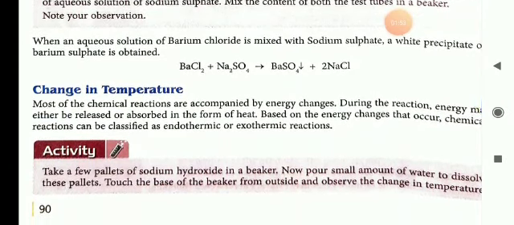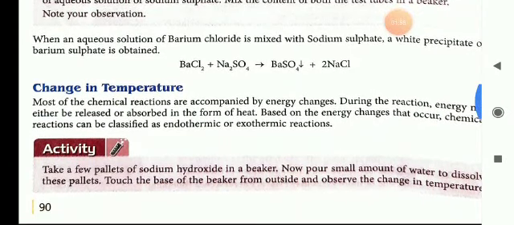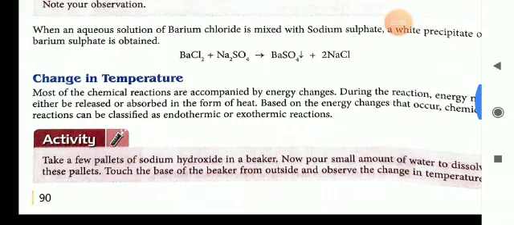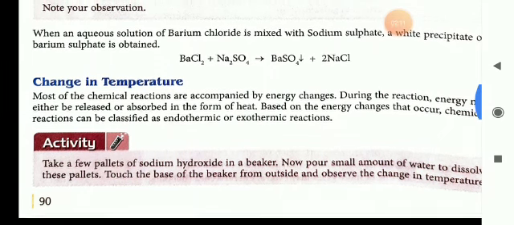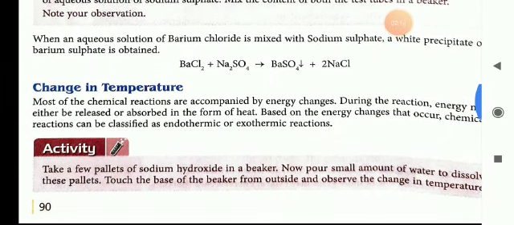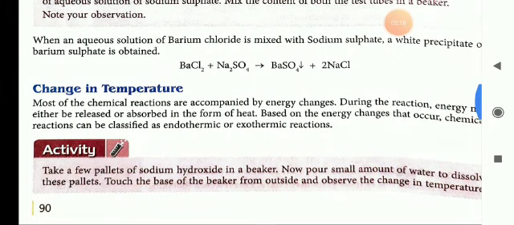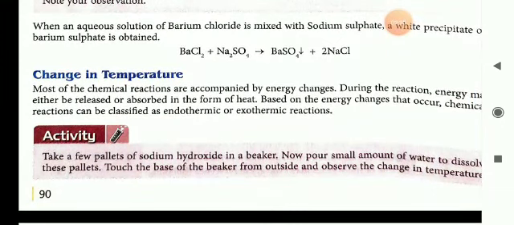You can see here the reaction when barium chloride BaCl2 reacts with Na2SO4 sodium sulfate, then BaSO4 is produced, which is a precipitate. The arrow you can see there, the downward arrow, indicates that it is a precipitate, and at the same time a salt is produced, that is sodium chloride, NaCl.